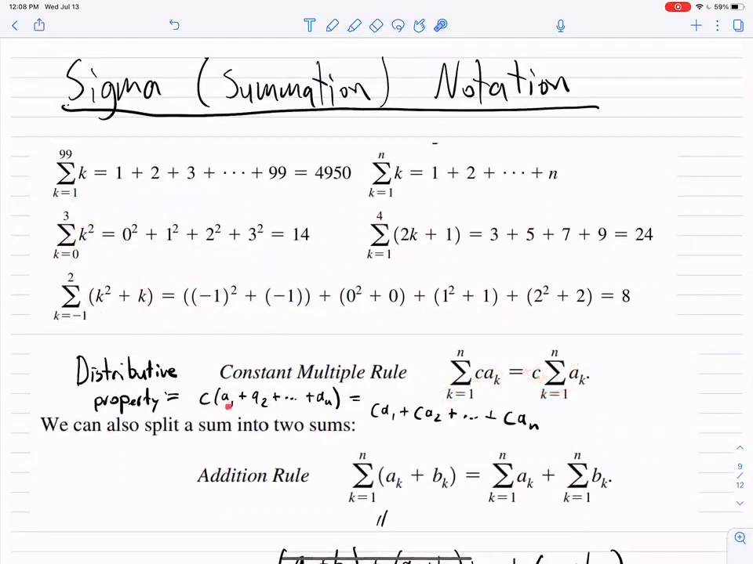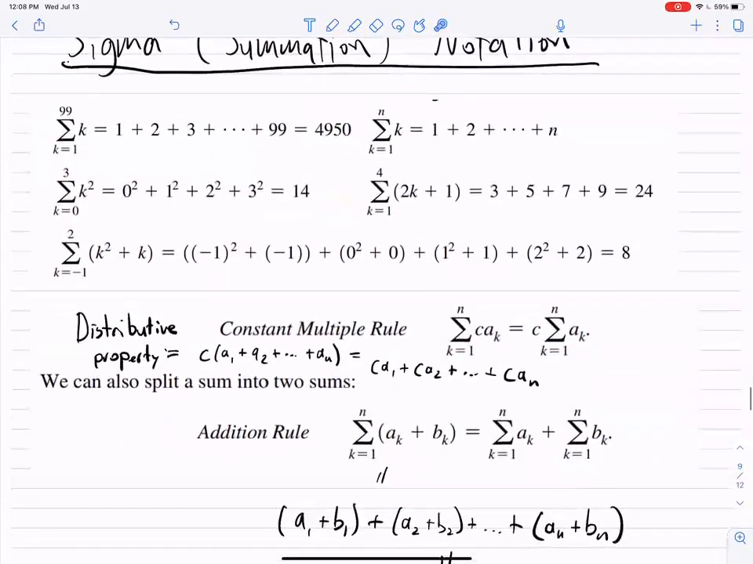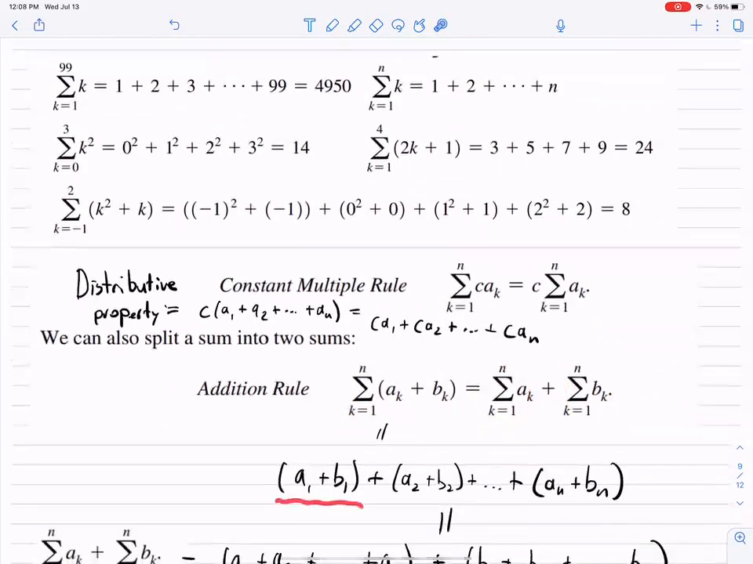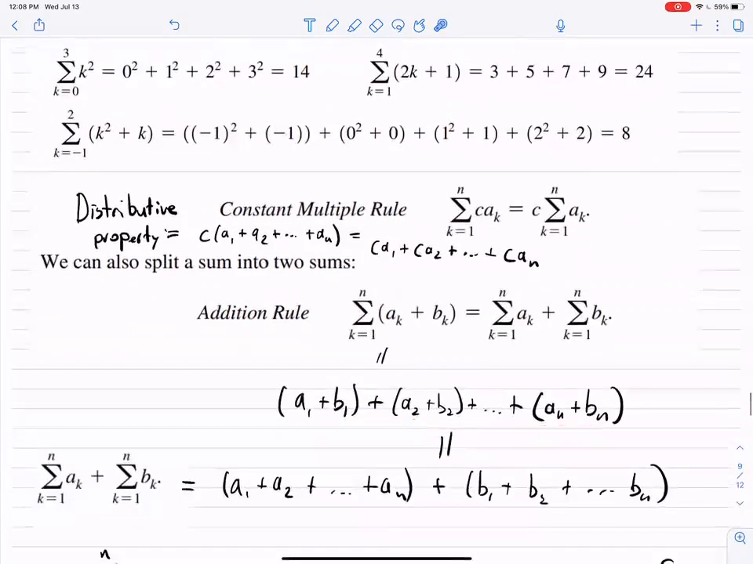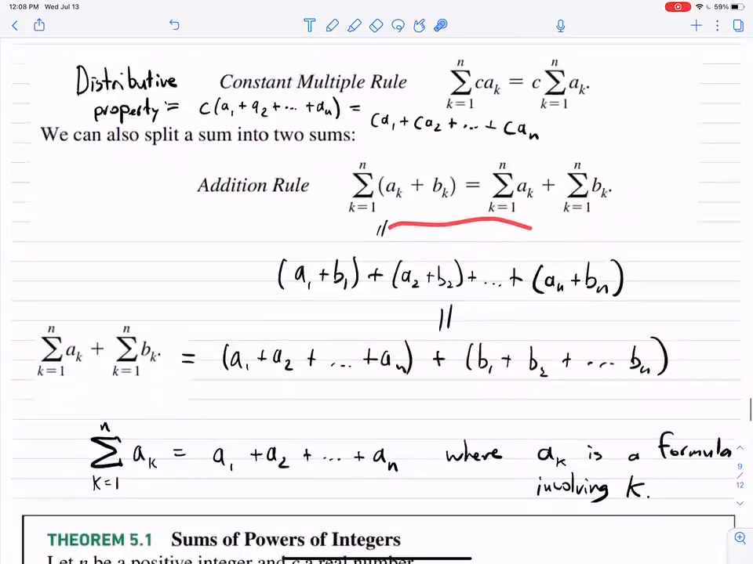The reason is because you add a bunch of things and then multiply by c, so you're multiplying each one by c. So it's really just the distributive property. And then the sum rule: if you have two things with k being added, you can split up sigma over sums. That's because you can just regroup these, right? If you have a1 plus b1 plus a2 plus b2 all the way plus an plus bn, you just rewrite them: a1 plus a2 plus an, b1 plus b2 plus bn. And so that's why you can do the addition.